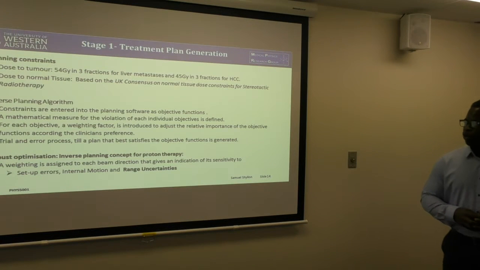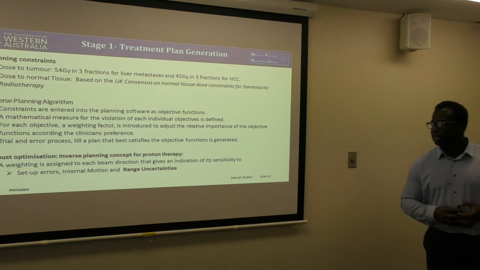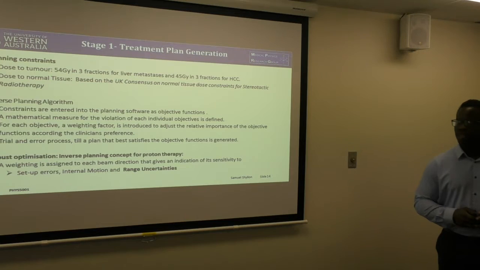For proton therapy, there's an extra step called robust optimization, where a weighting is assigned to each beam direction that gives an indication of its sensitivity to setup errors, internal motion, and range uncertainties.